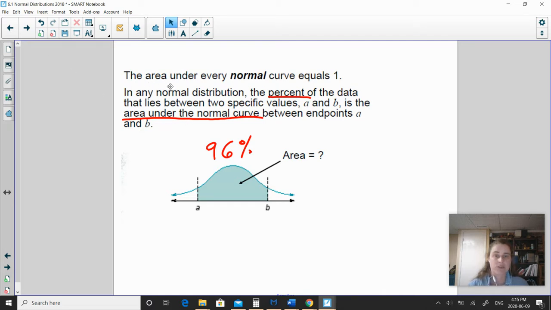Okay, so reminder, the area under every normal curve, if you total all of it, the area would equal 1. In any normal distribution, the percent of the data that lies between two specific values is the area under the normal curve, and we usually represent that as a percentage.